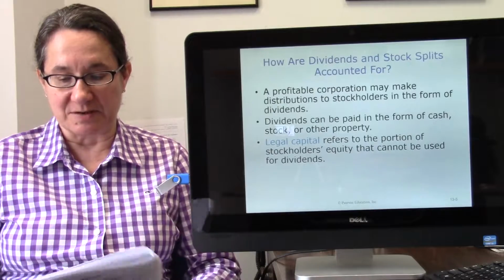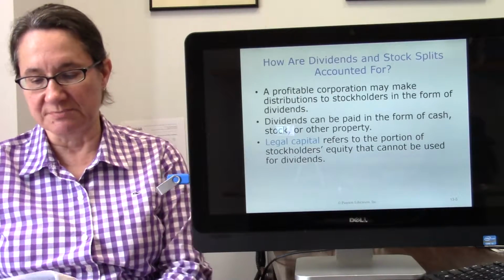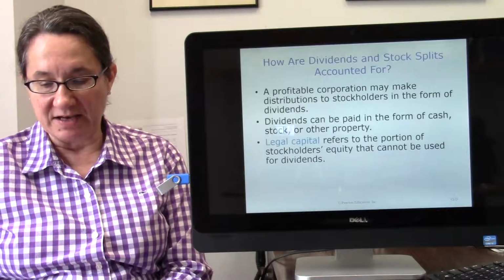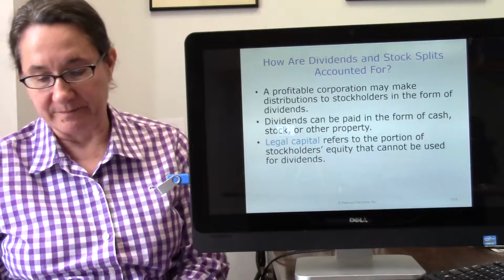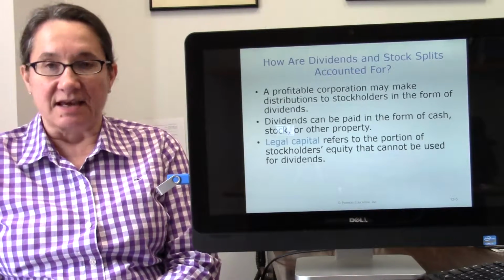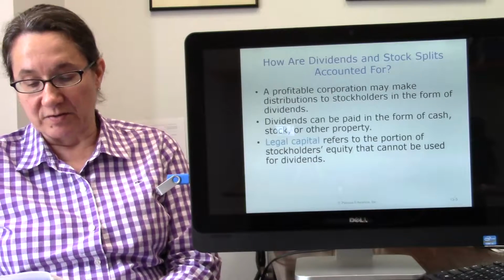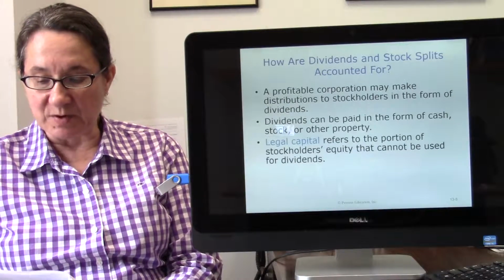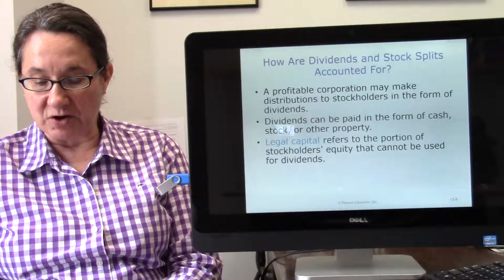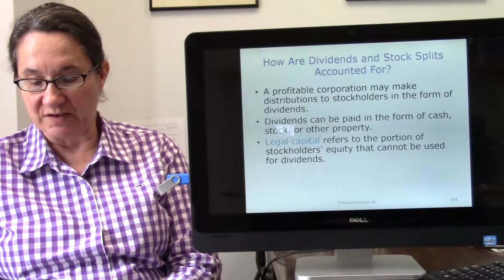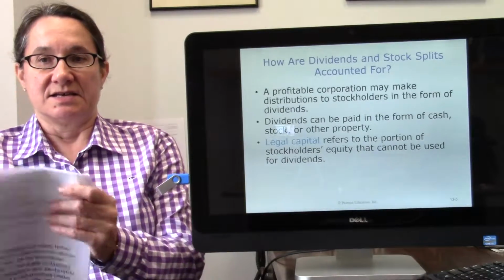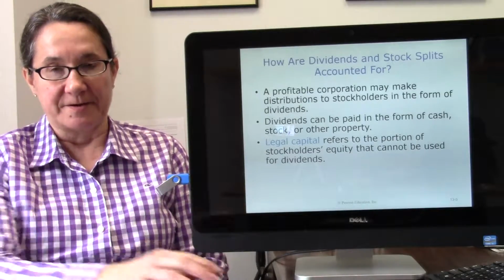A profitable corporation may make distributions to stockholders in the form of dividends. Dividends can be paid in the form of cash, stock, or other property. Cash dividends cause a decrease in both assets, cash, and equity, retained earnings. Most states prohibit using paid-in capital for dividends. Accountants therefore use the term legal capital to refer to the portion of stockholders' equity that cannot be used for dividends. So we set aside some money we can't pay dividends out of.